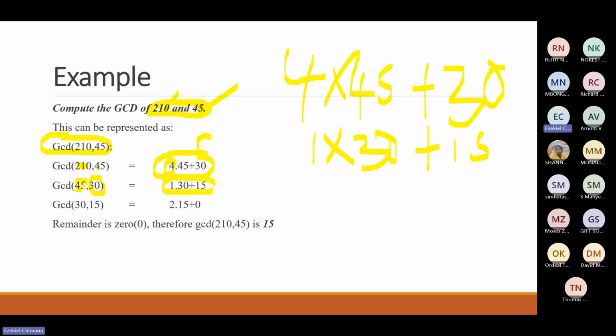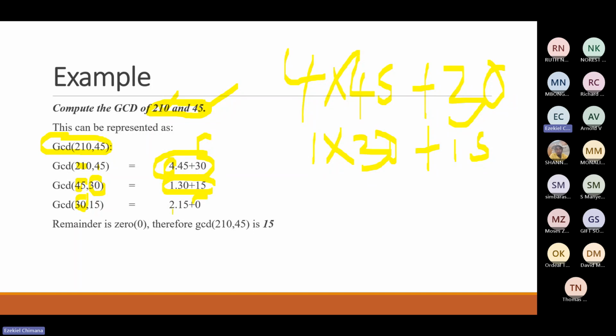Our A was 45, and we are going to replace it by B, which is 30. So that's why you have 30 here. And then our R was 15, and we are going to replace B by 15 here. Then next, you are going to find the GCD of 30 and 15. So you say 30 divided by 15, and you get 2 remainder 0. So our R now is what?